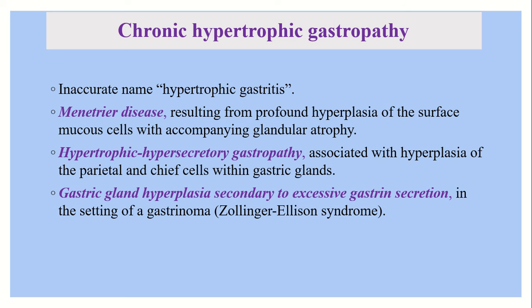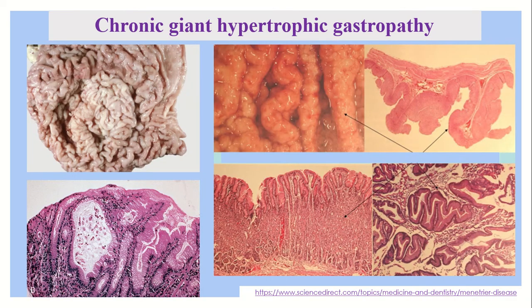Second, hypertrophic hypersecretory gastropathy, associated with hyperplasia of the parietal and chief cells within gastric glands. Third, gastric gland hyperplasia secondary to excessive gastrin secretion, for example in gastrinoma, in Zollinger-Ellison syndrome. This slide illustrates the gross pathology of Menetrier disease or chronic giant hypertrophic gastropathy. Also here we see the histologic features of the chronic giant hypertrophic gastropathy. You see here the hypertrophy of the gastric foveolae.